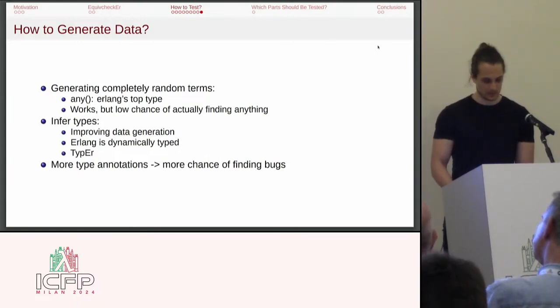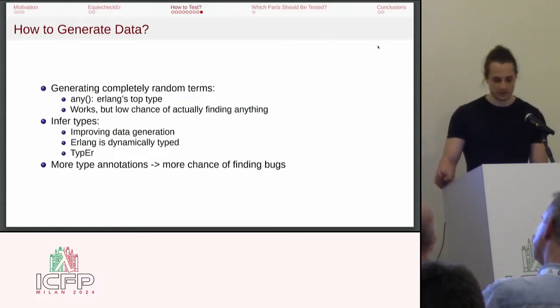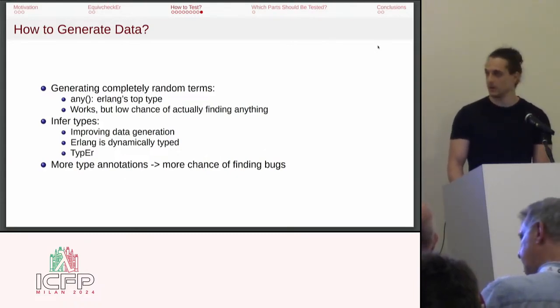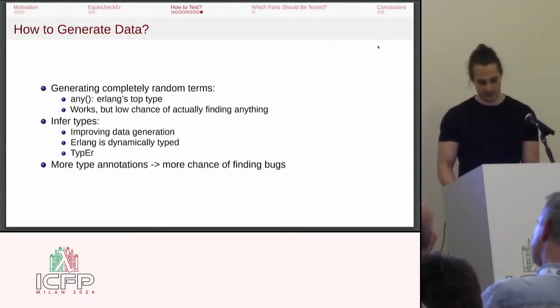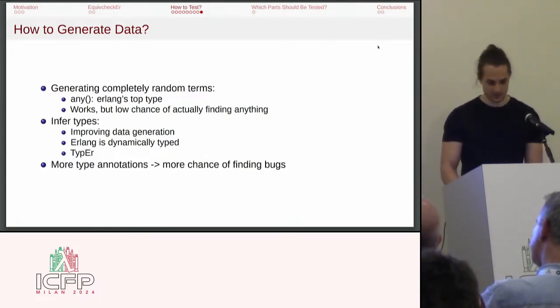The nice thing about Typer is that the programmer can help it infer better types by providing more type annotations in the source code. And because we are using Typer, if there are more type annotations in the code, Typer will infer better types, then we can use better generators, and there will be a higher chance of actually finding bugs. So basically, if there are more type annotations, we have more chance of finding bugs.